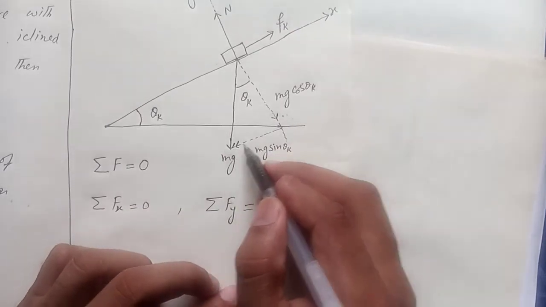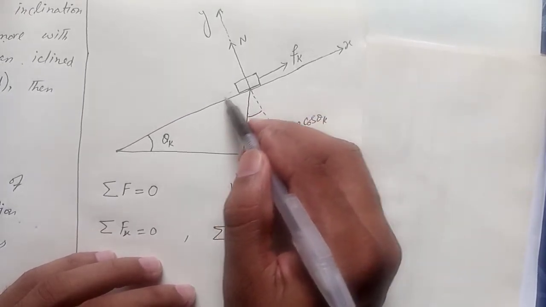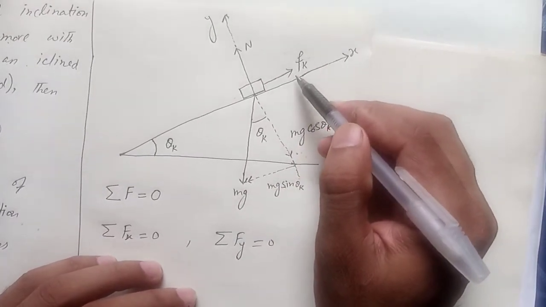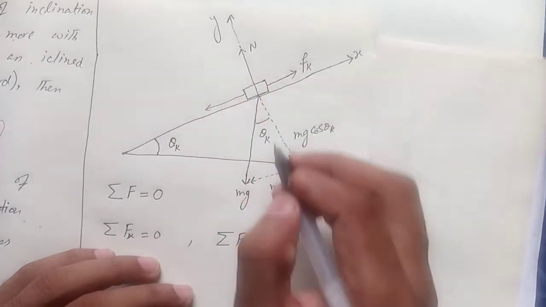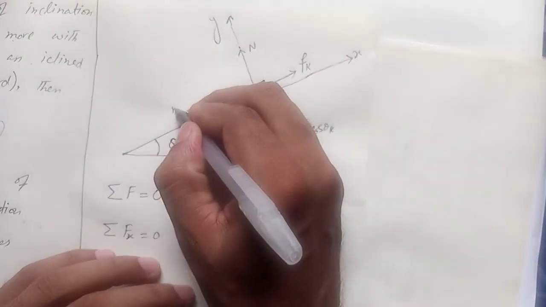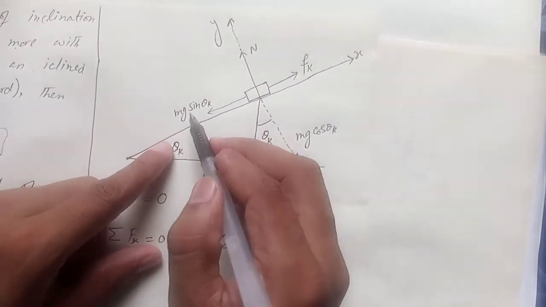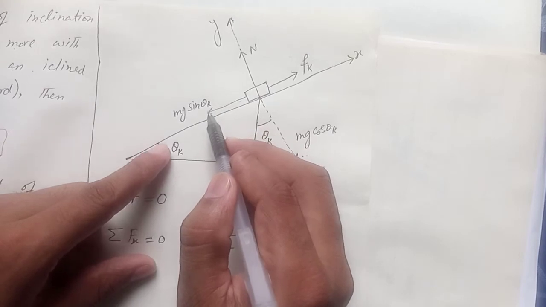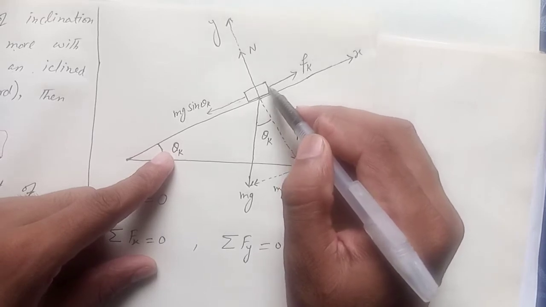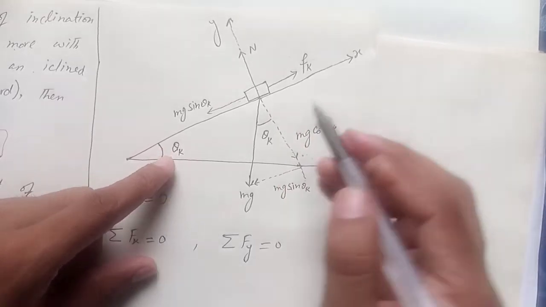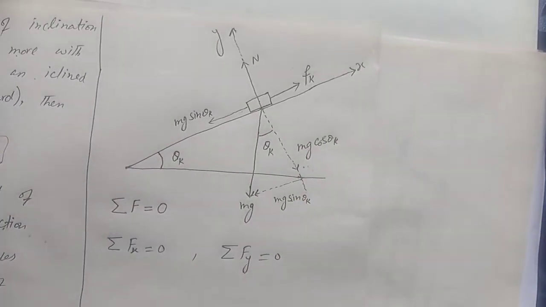From this diagram, we can see that the component mg sin theta is acting in a direction opposite to the x-axis, or we can say in a direction opposite to Fk. So this component of mg, that is mg sin theta, is acting downwards. As this force is acting downwards, its reaction force Fk, known as kinetic friction, is acting in the upward direction. So here we have shown all the forces acting on the block.